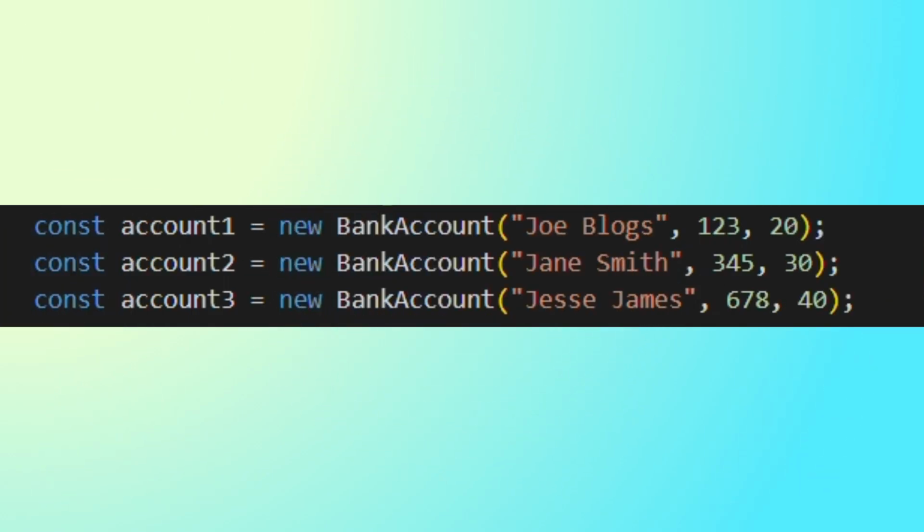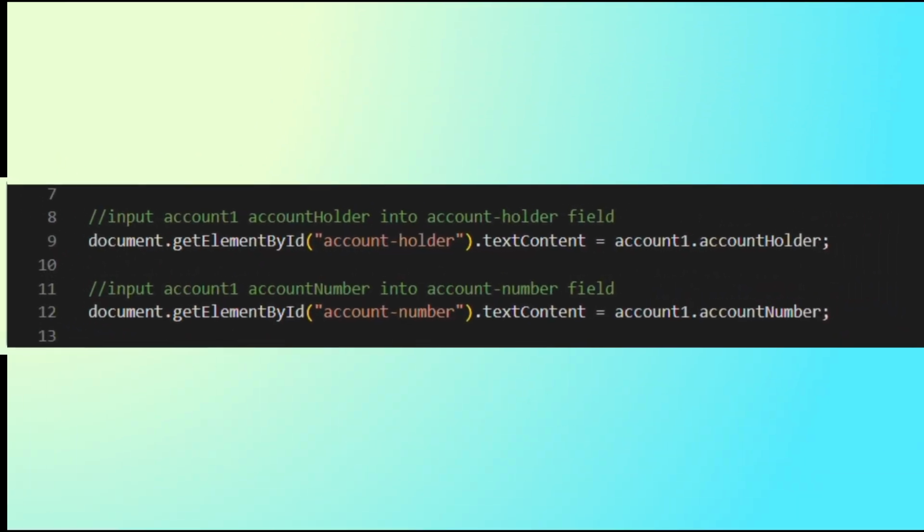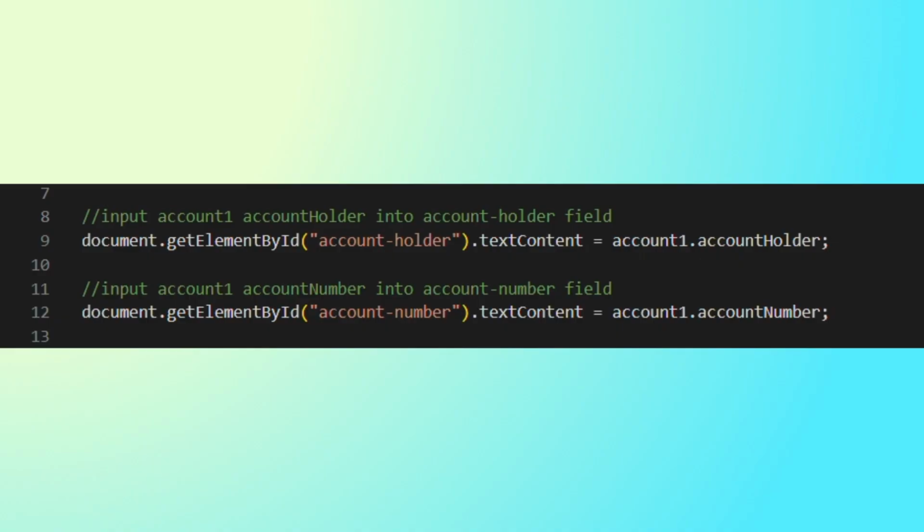So you'll see that the bank app currently has 3 users, Joe Bloggs, Jane Smith, and Jesse James. They all have unique values for the properties of account holder, account number, and balance. Currently, my live demo displays the data relevant to Joe Bloggs' account. I utilize the method of the document object called getElementById, and also the object's property called textContent to display the user's name and account number.